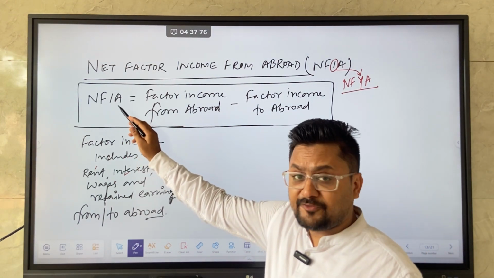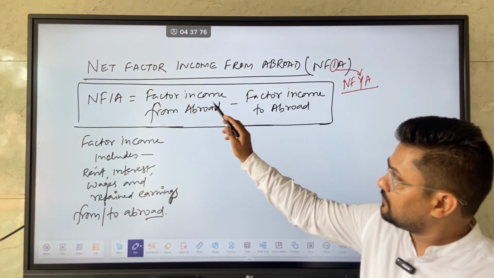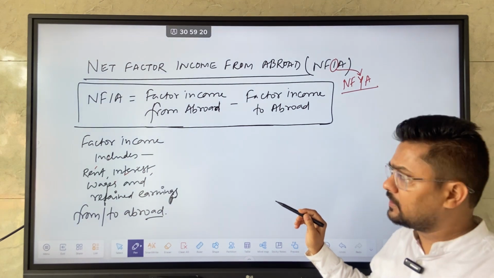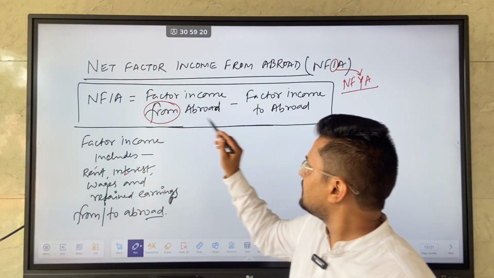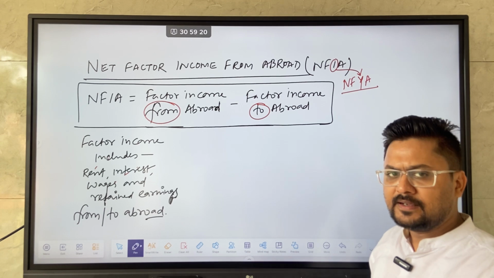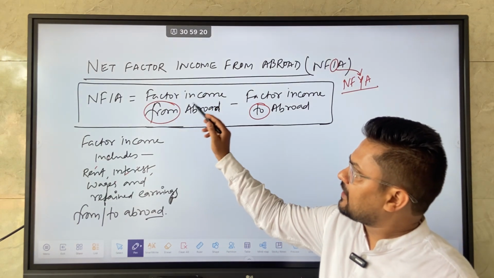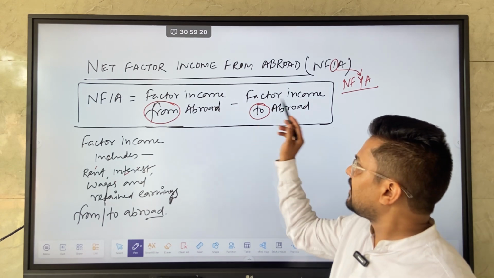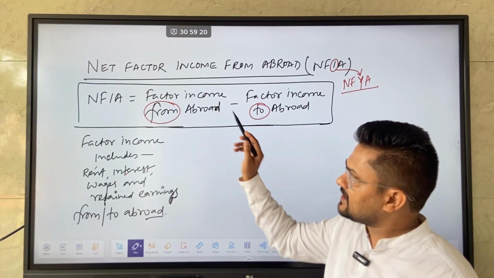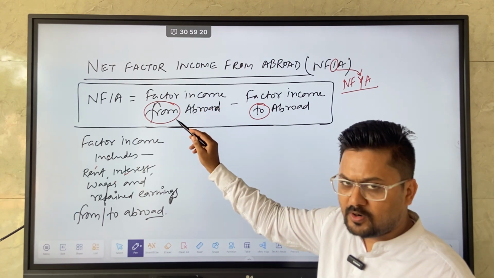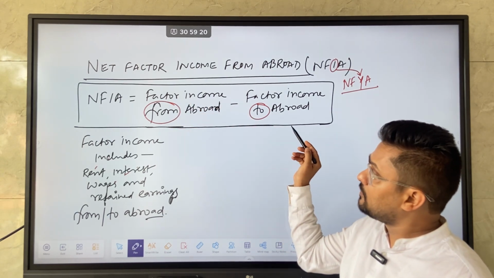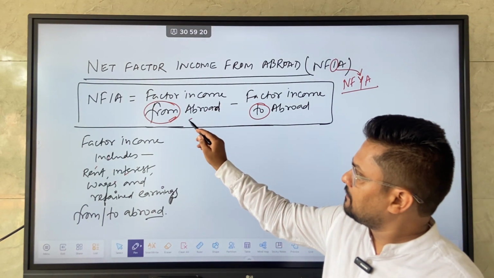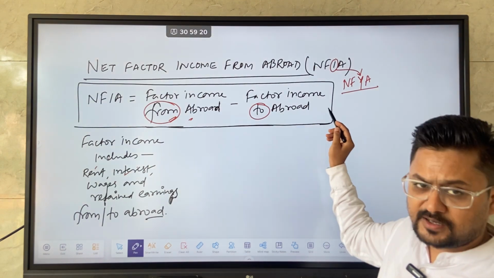Now, NFIA, that is net factor income from abroad, is factor income from abroad minus factor income to abroad. Very importantly, it is from minus to. You have to keep in mind whether the value of factor income from abroad is equal to, greater than, or less than factor income to abroad. It doesn't matter. It has to be first factor income from abroad, then we subtract factor income to abroad from this from value. Remember, it has to be the main value subtracting factor income to abroad.